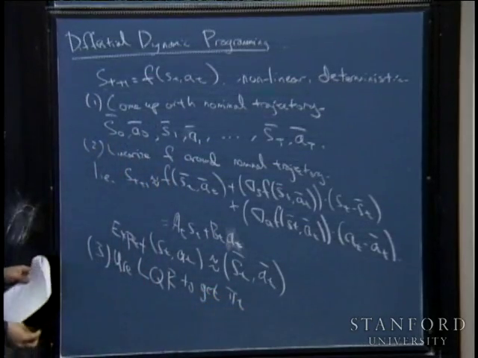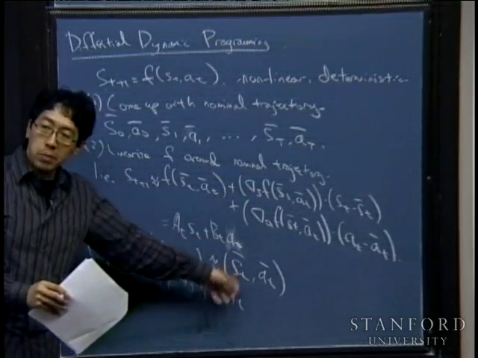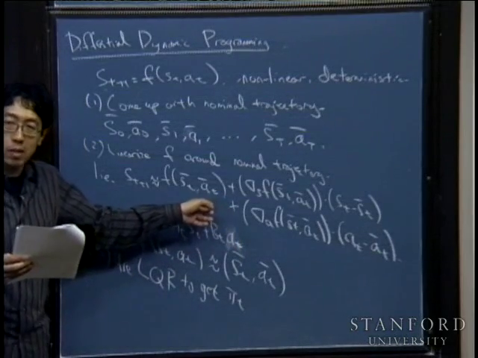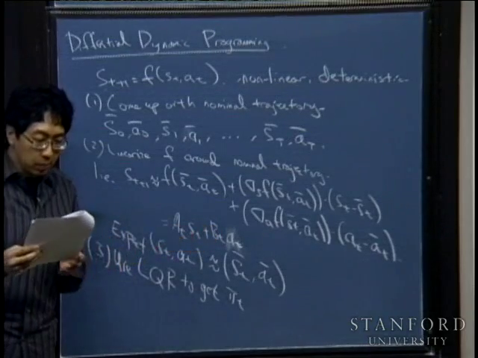Then, having found a linear model, you run LQR to get the optimal policy for this specific linear model. And now you have a better policy.